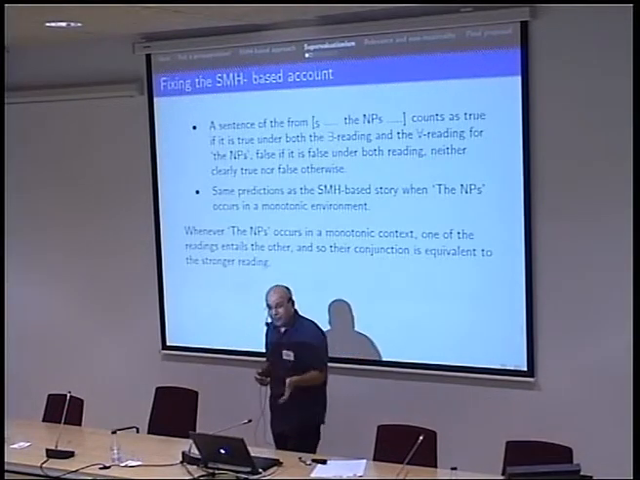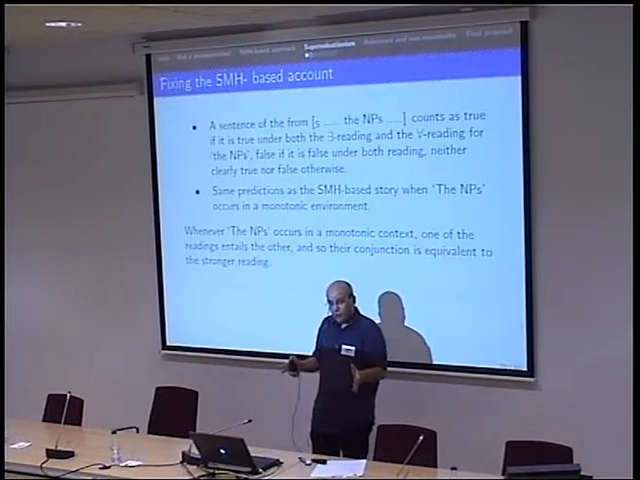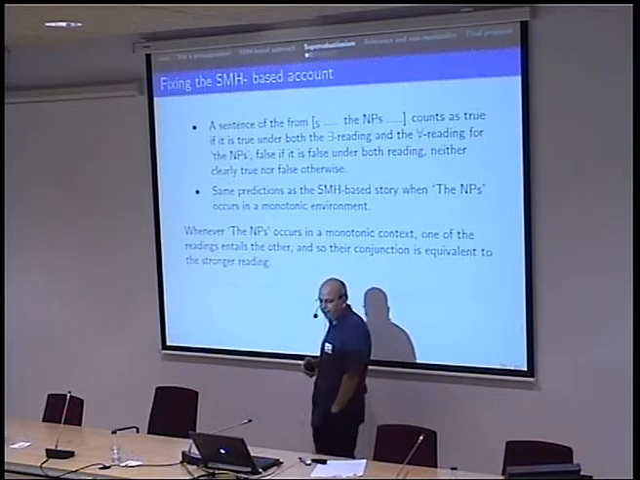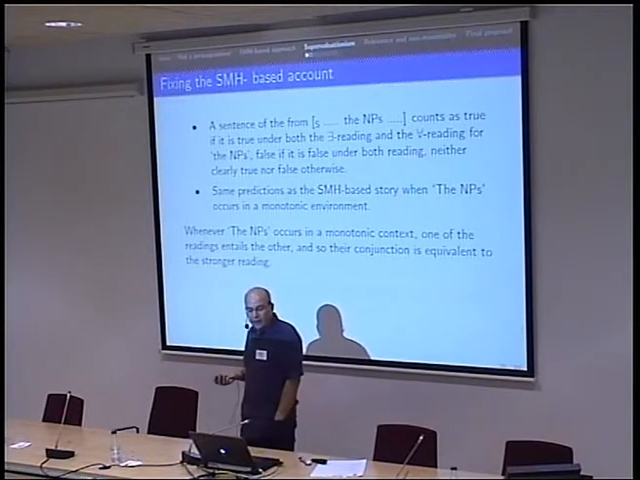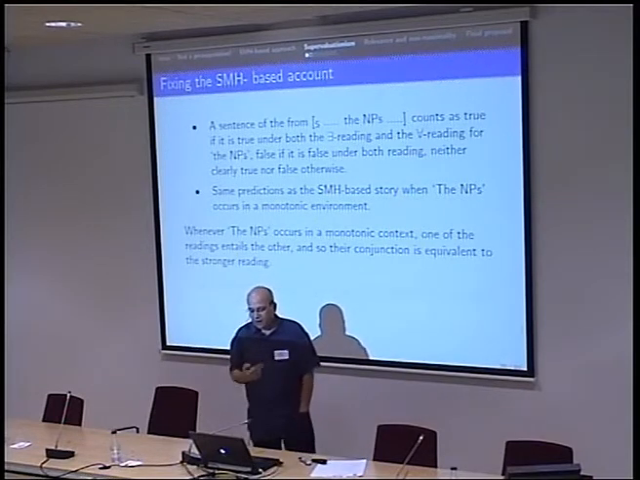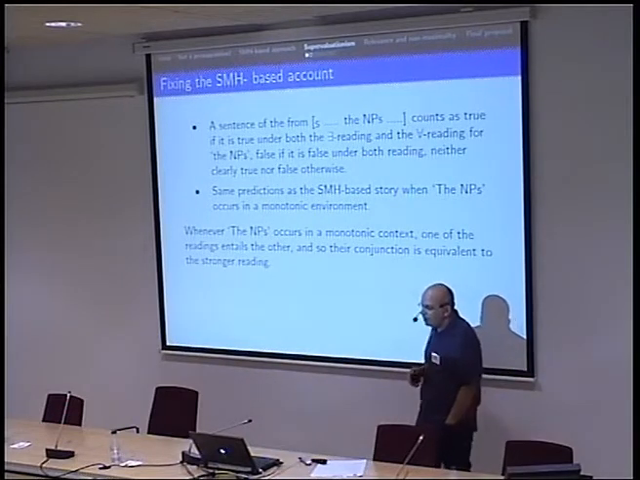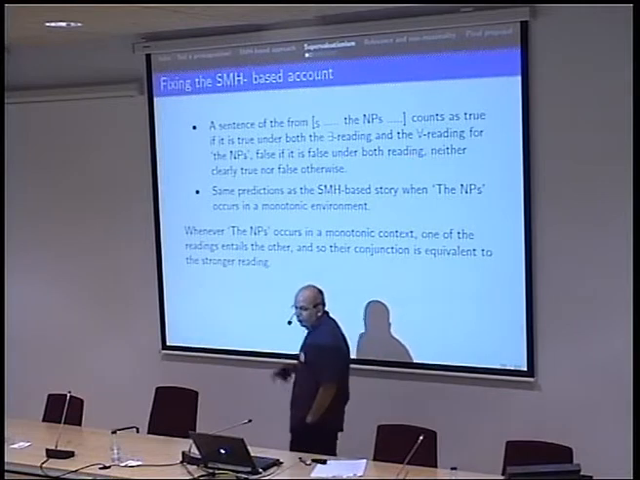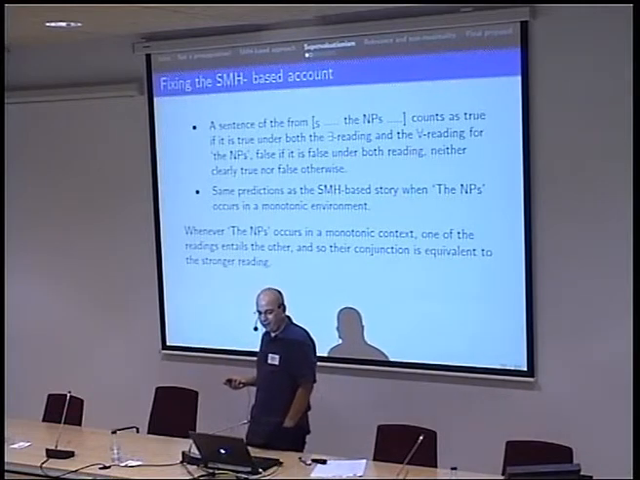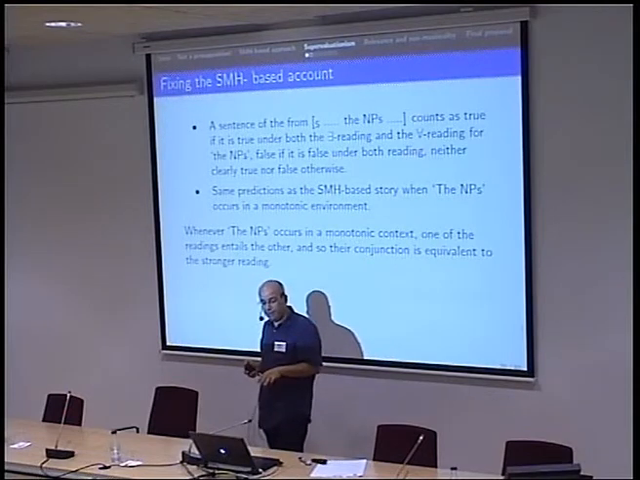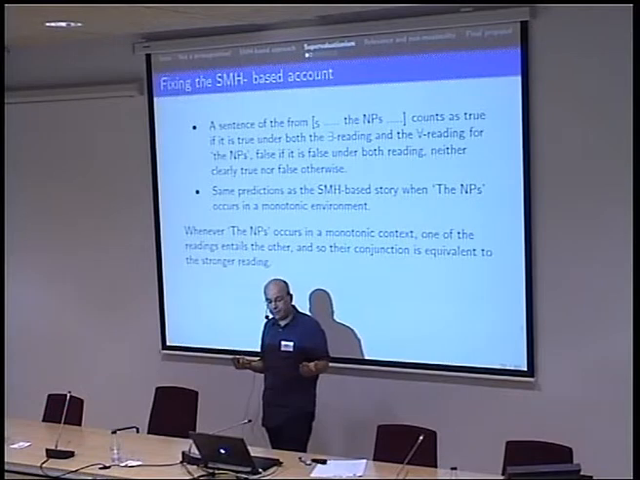Okay, so there is a fix, and that's more or less what I'm going to argue for, but then it's going to get more complicated when we move to these non-maximality effects. You could say that a sentence containing the NPs counts as true if it is true under both the existential reading and the universal reading for the NPs, false if it is false under both readings, and neither clearly true nor false otherwise. So you just conjoin the two readings.